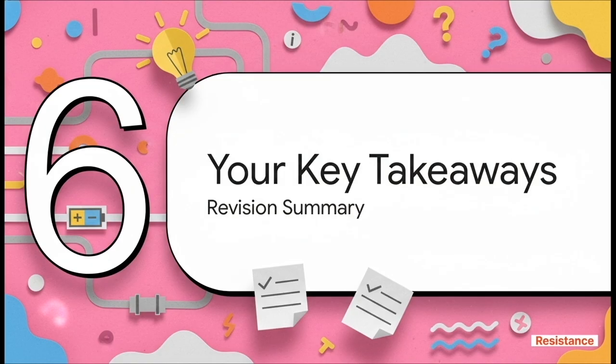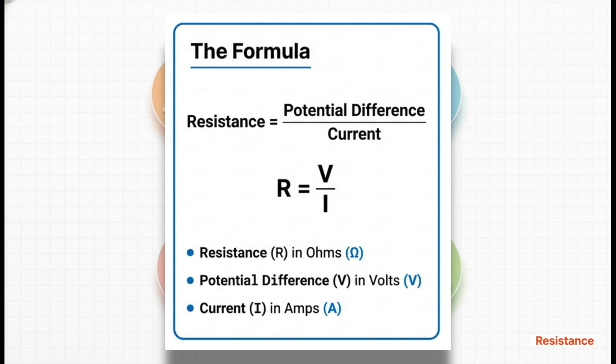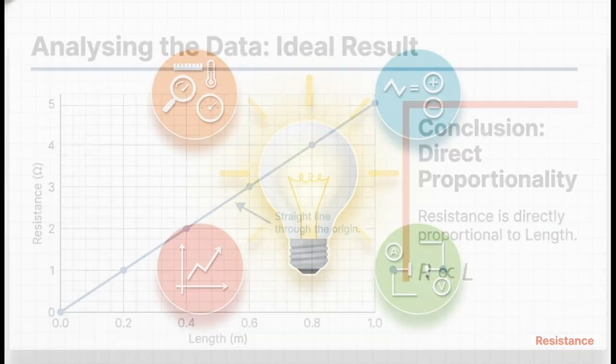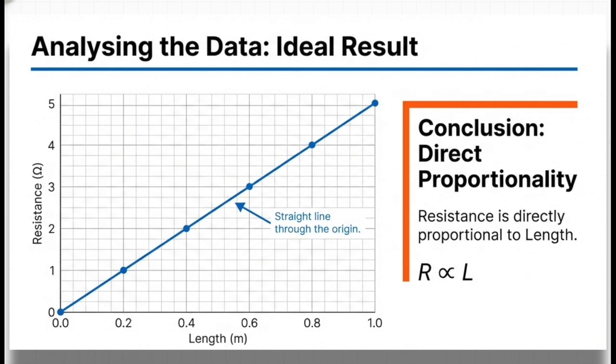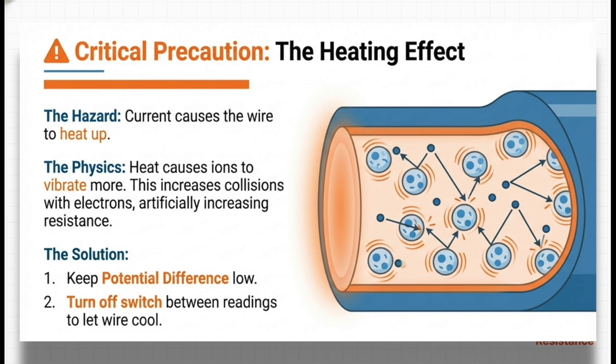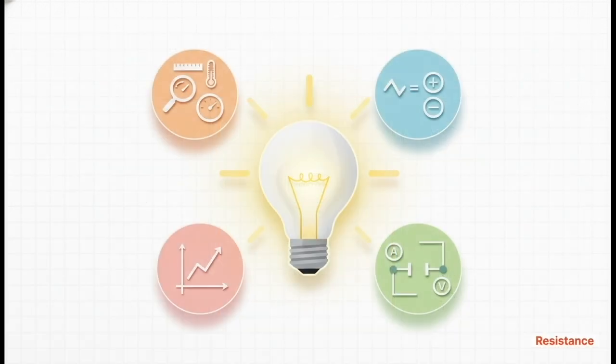These are the few key things you absolutely need to remember about this practical. Here they are, your 5 keys to success. Number 1, know that equation, R equals V divided by I. 2, get the circuit diagram perfect, ammeter in series, voltmeter in parallel. 3, know the conclusion, resistance is directly proportional to length. 4, be ready to talk about the key errors, especially heating. And 5, remember to control your other variables, like the thickness of the wire. If you can remember those 5 things, you'll be in a fantastic position.